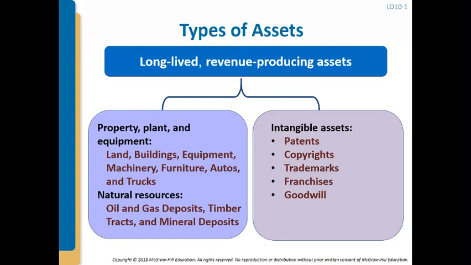All right, so what are these assets? Well, property, plant, and equipment, as plant assets are often called, are land, buildings on the land, equipment, machinery, furniture, autos, and trucks. So these are things you use in your business that help you do whatever it is you do. Obviously, if you are an auto dealership, the autos that you sell are not part of property, plant, and equipment. They're part of your inventory in that example.